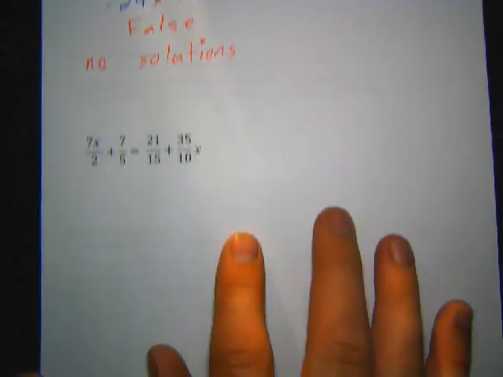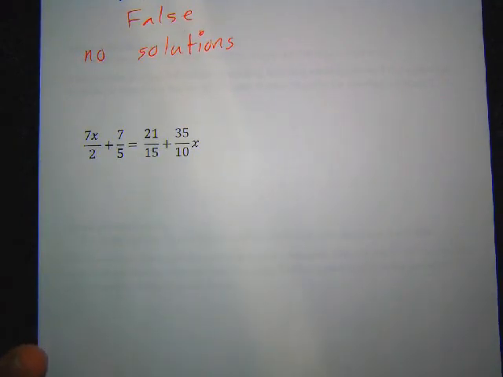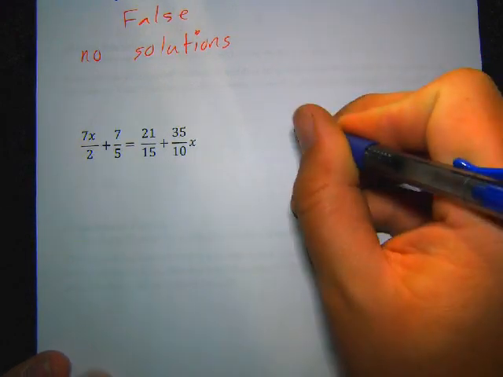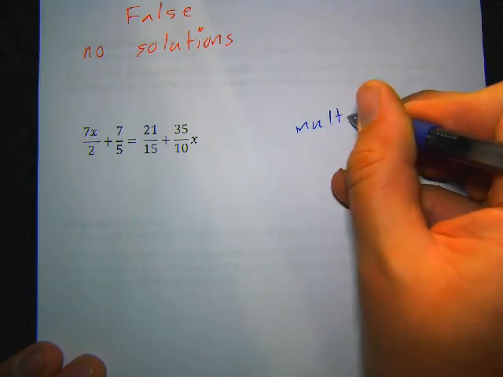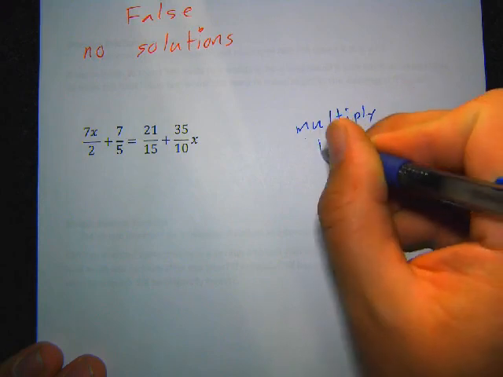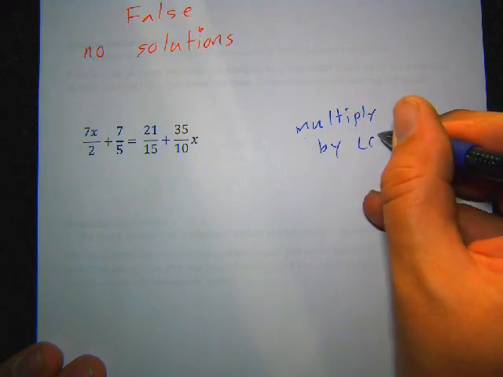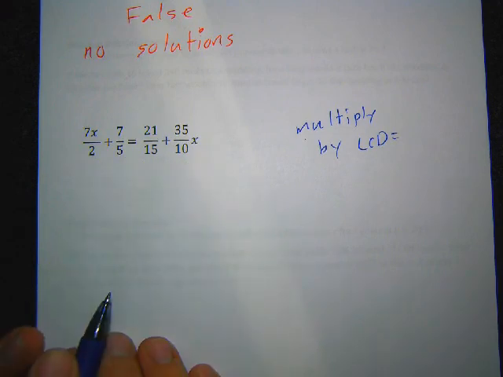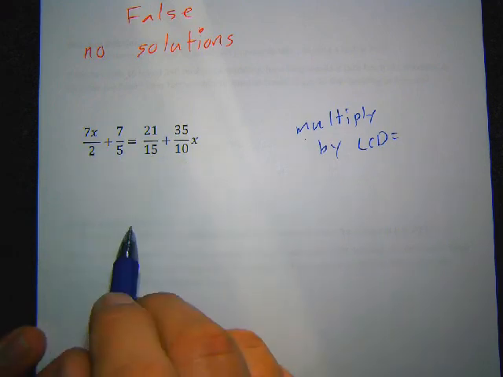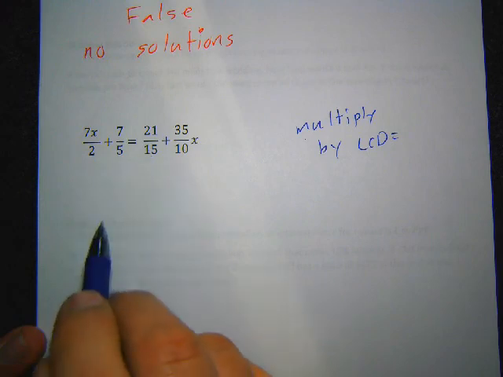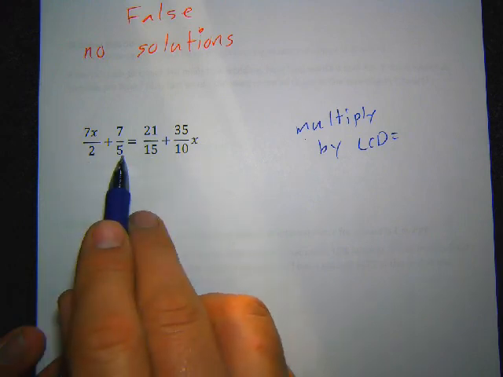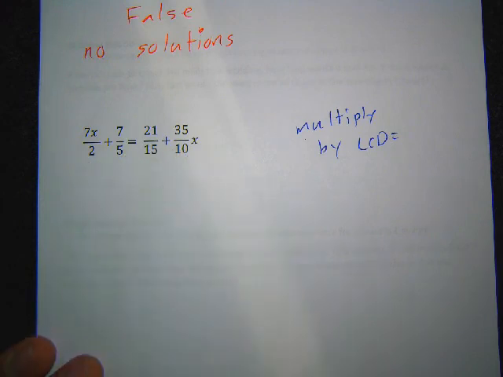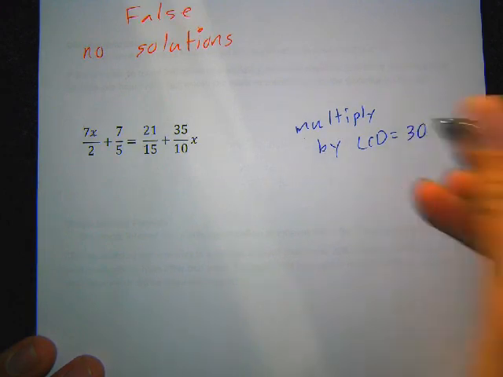Let's try one more. Here you'll notice we have the fractions again. So again, I want to multiply by that LCD because that's my big trick. If I have fractions like this, I like to multiply by the LCD and get rid of all the fractions. So in this case, I look at all these numbers here. I have 2, 5, 15, 10. Well, 2 doesn't go into 15s. I got to go bigger. 30 works, right, in this case, because 2 goes into 30, 5 goes into 30, 15 goes into 30, and 10 goes into 30. So the LCD in this case is actually 30.